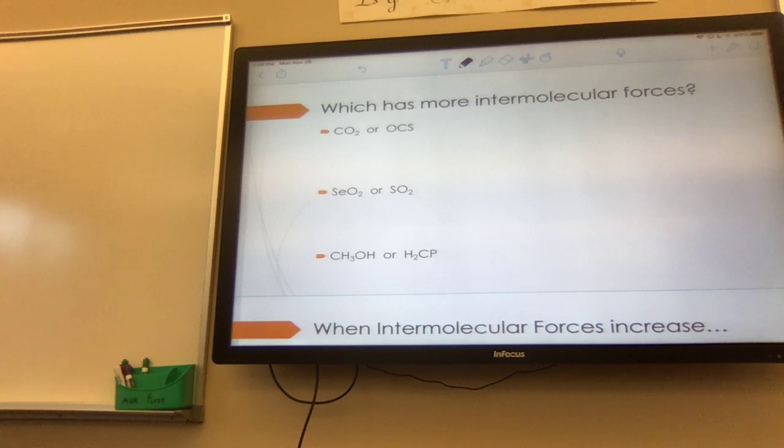In order to determine the kinds of intermolecular forces they have, you need to know if they're polar. And as you learned in the last unit, most of the time, in order to determine if it's polar, you need to draw it, or at least know its shape. So let's do this first one.